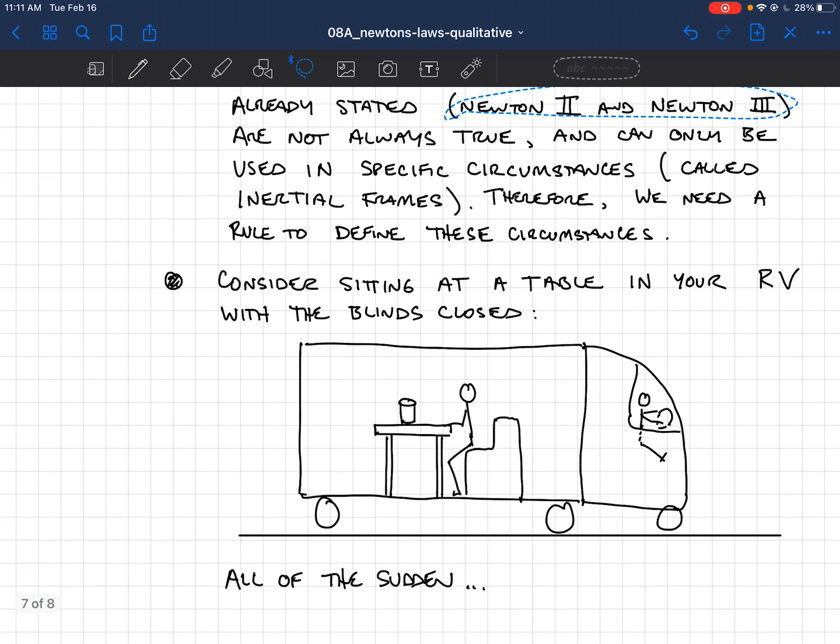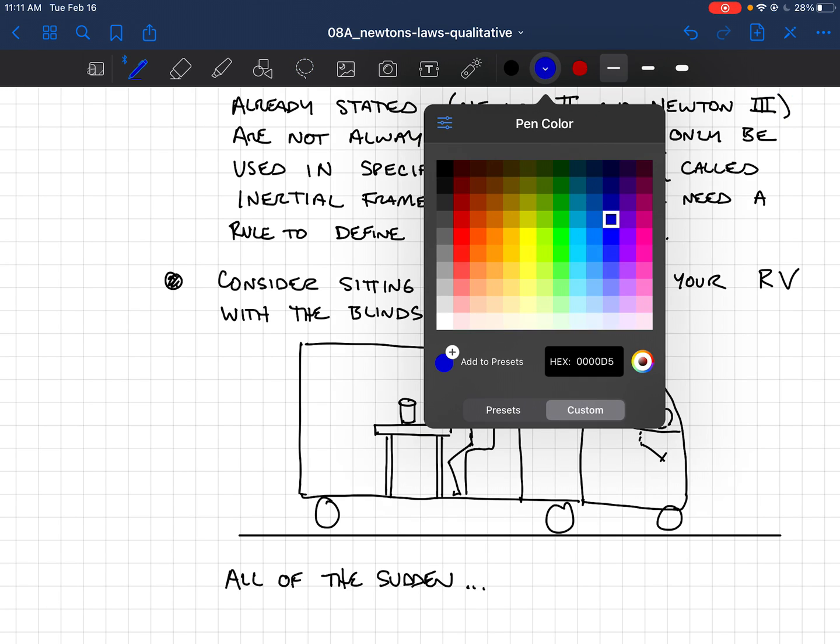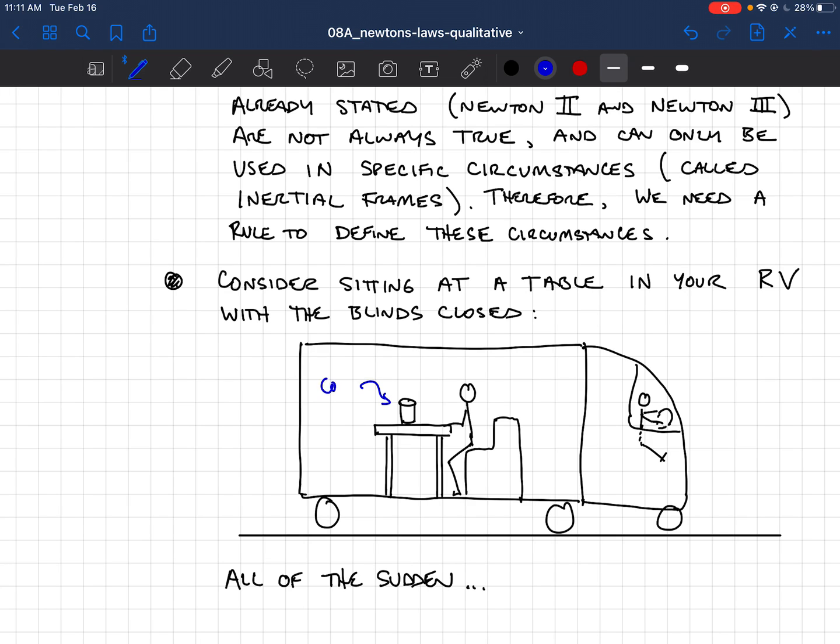So let's look at this example. You're sitting at a table, maybe with a Coke can in front of you here. So here's your Coke. It should be red, I guess. I'm getting paid here by the Coke company. And you're about to drink your Coke, right? But you're sitting at a table and it's inside of your RV, your recreational vehicle. You're taking a trip, I don't know, out to Colorado or something, and your friend is driving.